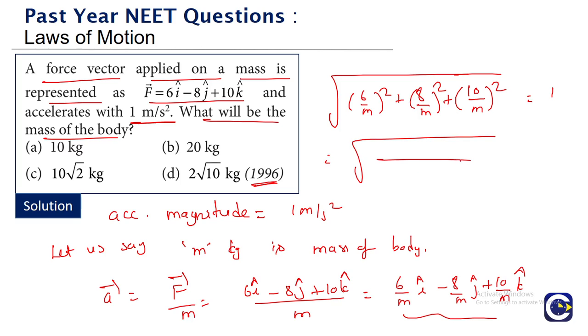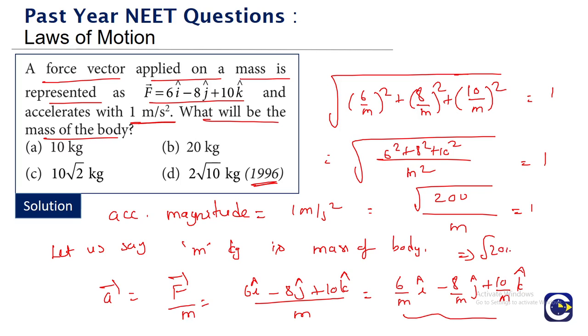So look at it. What do we have? Denominator m square is common. 6 square plus 8 square plus 10 square. So we'll have root of, 6 square plus 8 square is 100, plus another 100, root 200. Root of m square is m. So we'll take the other side, which will give us root 200 equal to m. What is root 200? 10 root 2, and unit must be kg, right? So what is the answer for this? Option C. All that we are doing is just getting that acceleration in the vector form and then applying the magnitude formula. That's it.